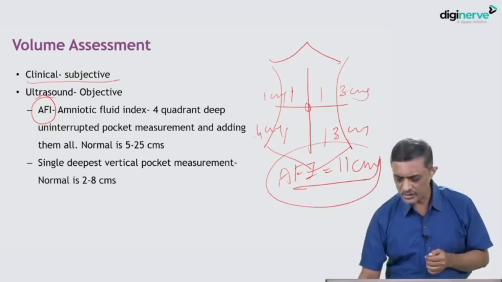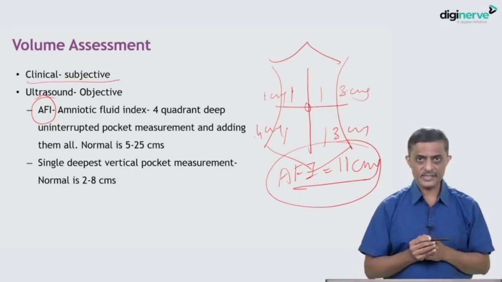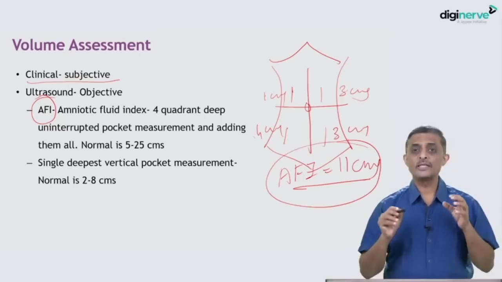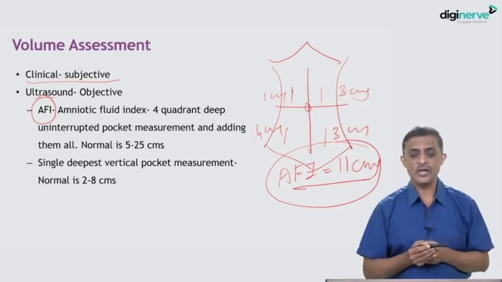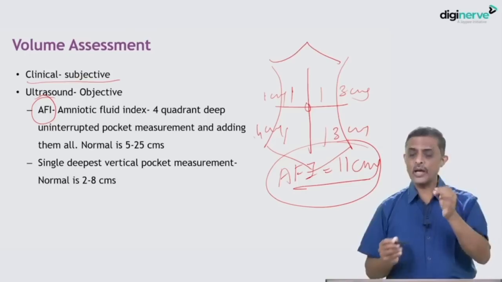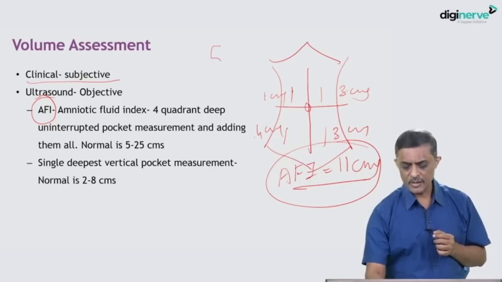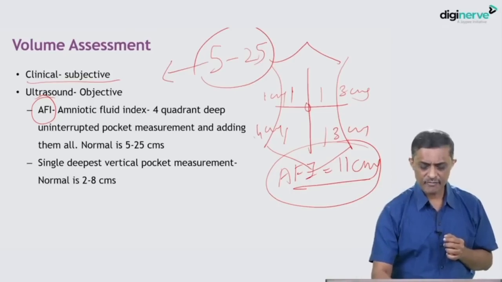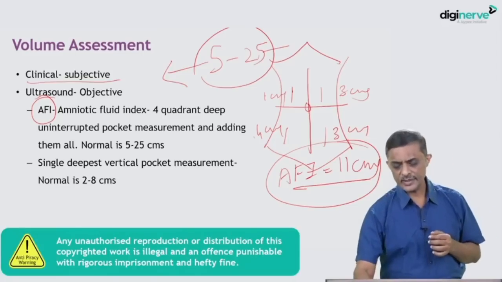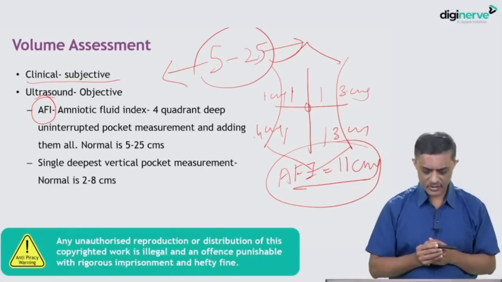So this is what is called amniotic fluid index, and this is what the sonologist helps us to say whether there is any decreased or increased fluid. So normal amniotic fluid index should be between 5 and 25. Less than 5, it is decreased. More than 25, it is increased amniotic fluid.